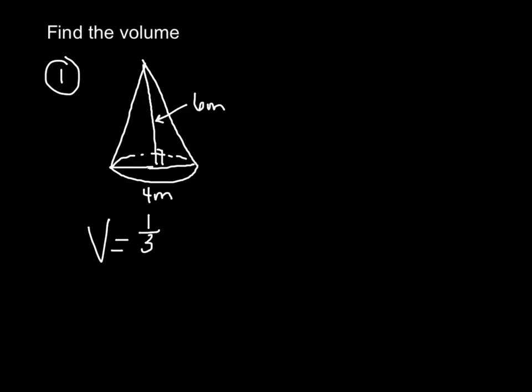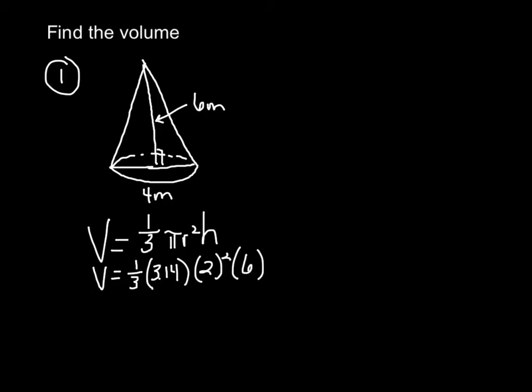1/3 pi r squared times height. Now, 1/3 times pi times the radius squared. Now, we are given the diameter, and the diameter is 4. So if the diameter is 4, our radius is going to be what? It's going to be 2. So we're going to have 2 squared times the height, which is 6.